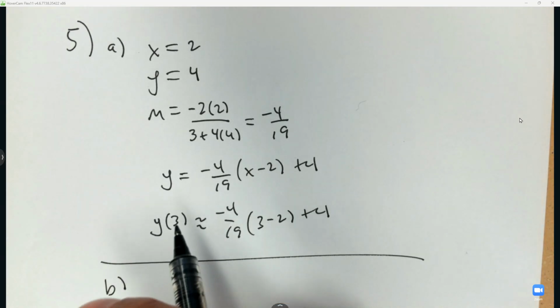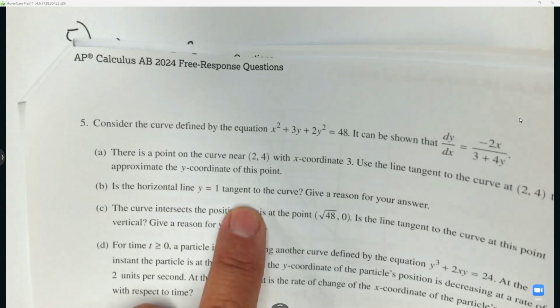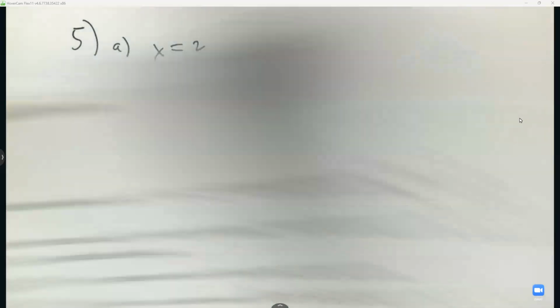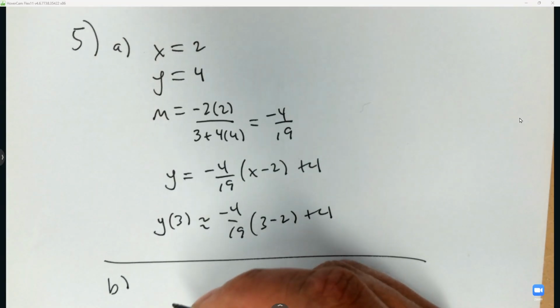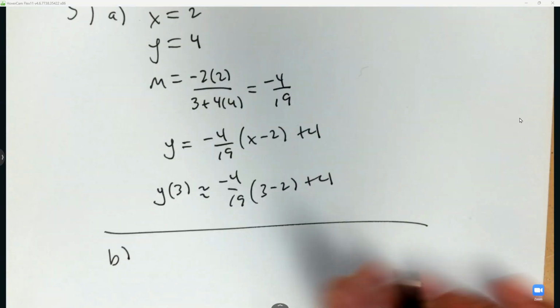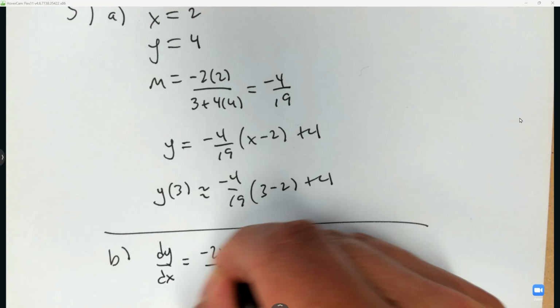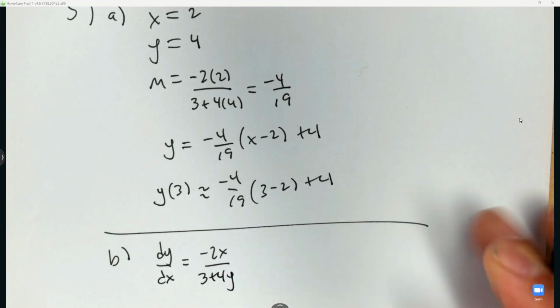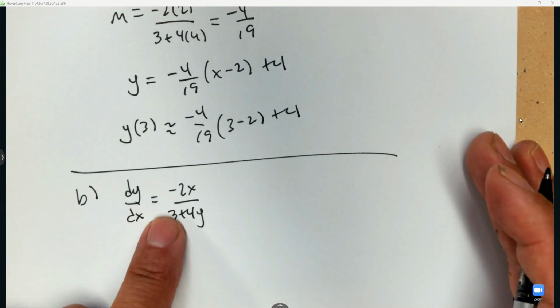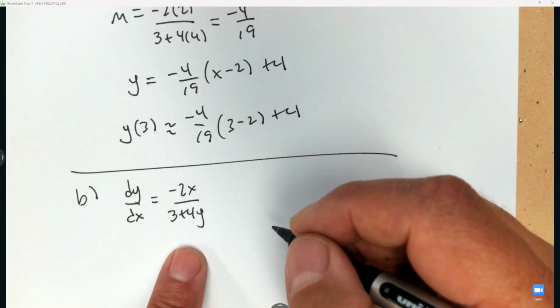Part B. Is the horizontal line y equals 1 tangent to the curve? And give a reason for your answer. So the line y equals 1 is horizontal. And if that's tangent to the curve, a horizontal line, that means it's a turning point, meaning it's a critical point. So if I look at the derivative, the critical values would be what makes it 0. So there's my slope. If I plugged in, would it make it 0 in terms of what I'm looking for, both the x and the y?